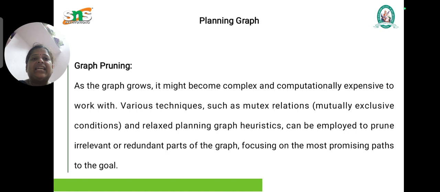Next one, graph pruning. As the graph grows, it might become complex and computationally expensive to work with. Various techniques such as mutex relations, that is mutually exclusive conditions, and relaxed planning graph heuristics can be employed to prune irrelevant or redundant parts of the graph, focusing on the most promising parts to the goal.